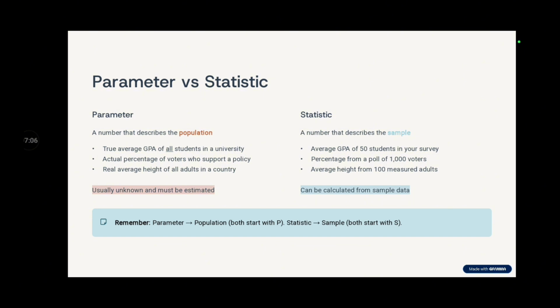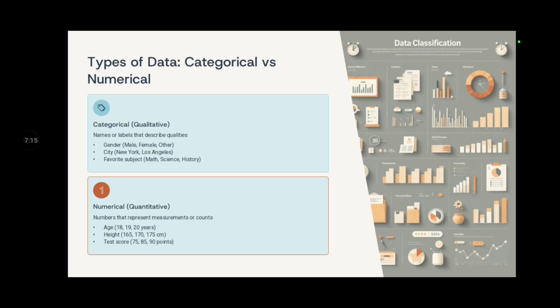Remember, parameter means population, they both start with P. Statistic means sample, both start with S. So this is that easy.